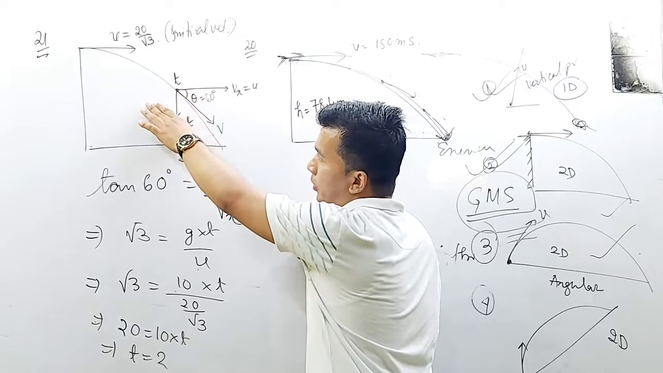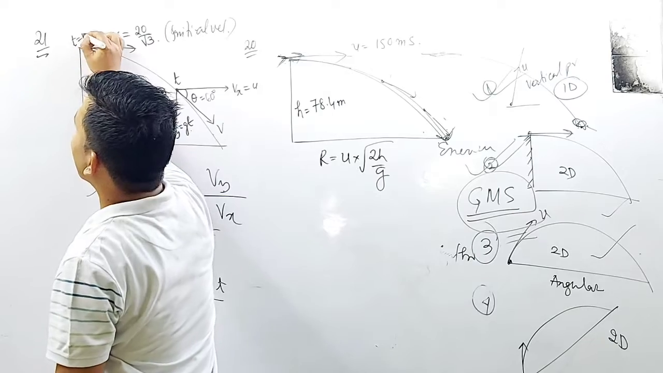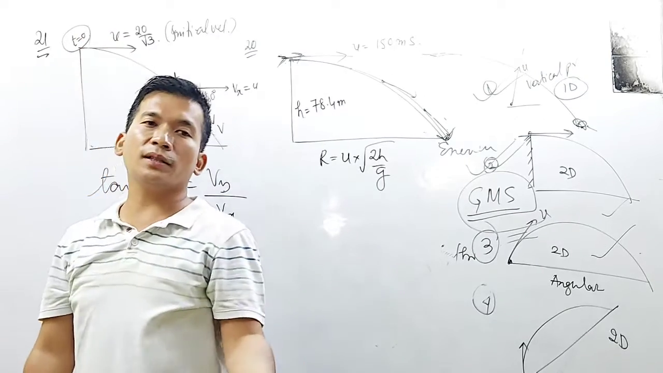We take any arbitrary point and the corresponding time to be t over here. This is t equal to 0. Starting time should be considered as 0.